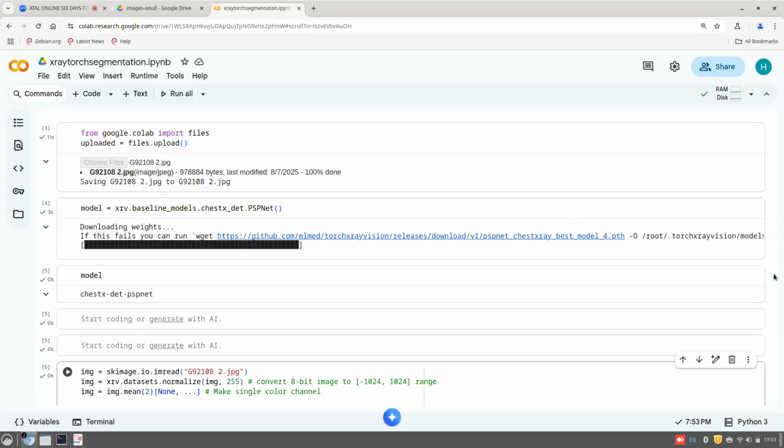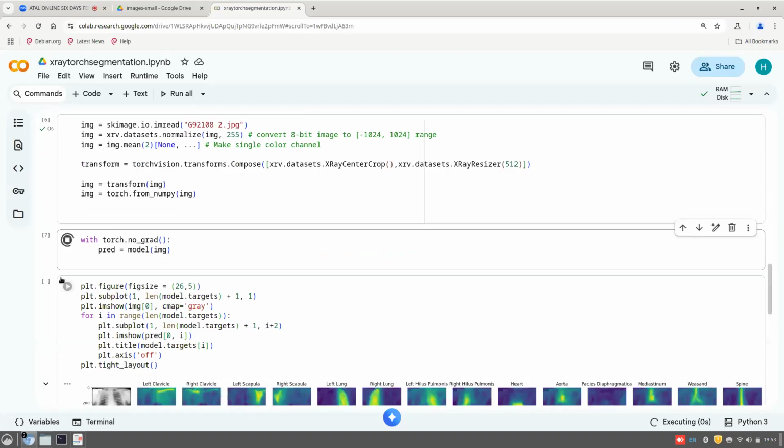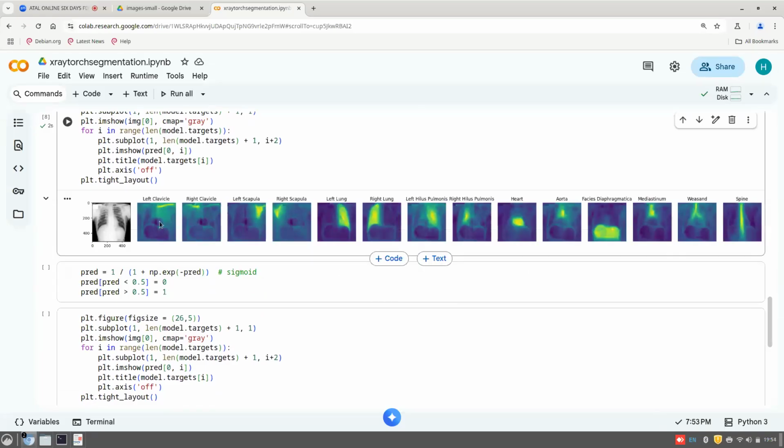Then I will run prediction. I will first normalize the image and resize to 512 because this model accepts 512 cross 512 images, and do the prediction. The prediction output will be X-ray images with heat maps. Basically, the heat map shows left clavicle, right clavicle, left scapula, right scapula, left lung, right lung, etc.